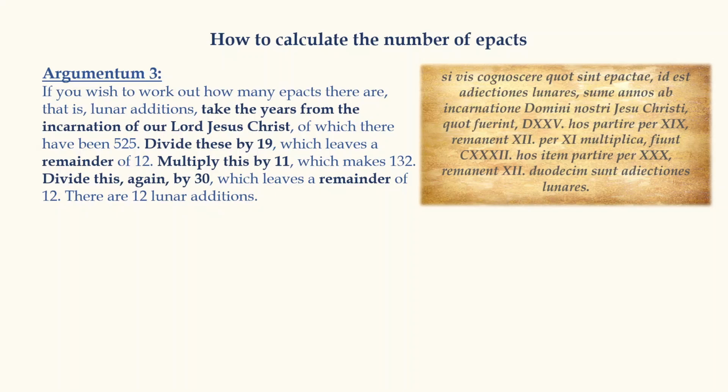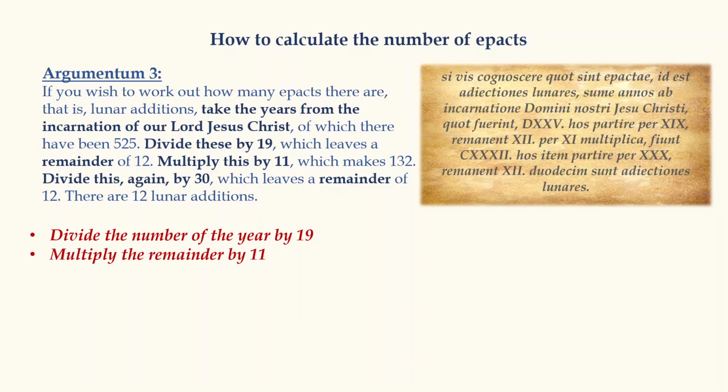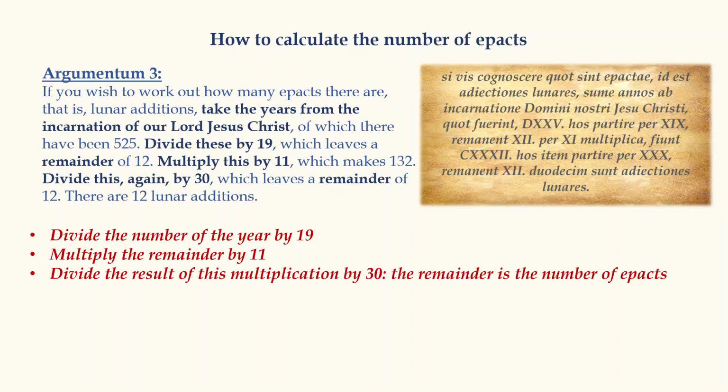So let's extract the general rule from this then. First, divide the number of the year by 19. Then, multiply the remainder by 11. Next, divide the result by 30. And, as always, it's the remainder that matters. And this, the remainder, gives us the number of epacts.